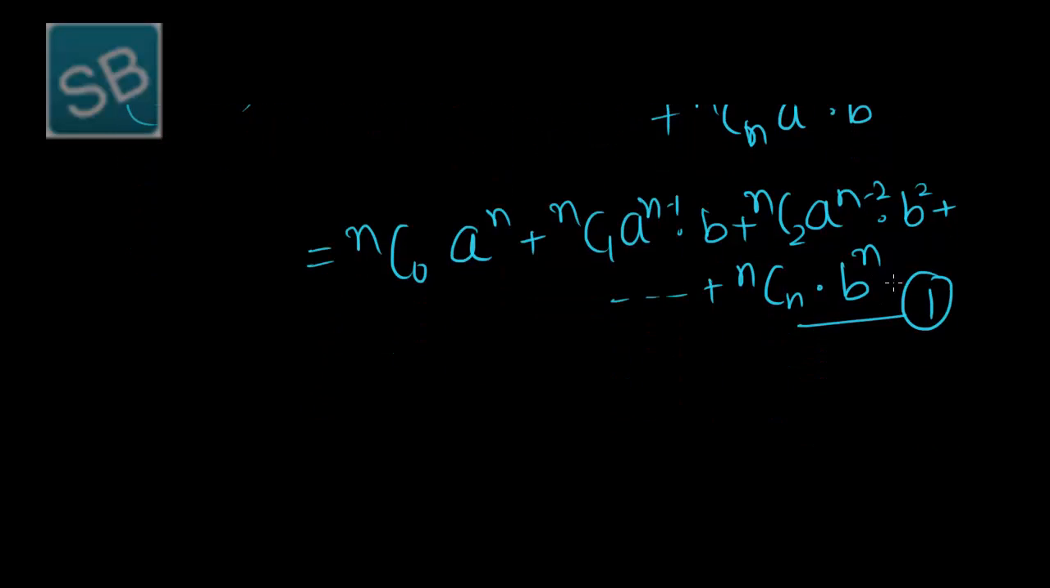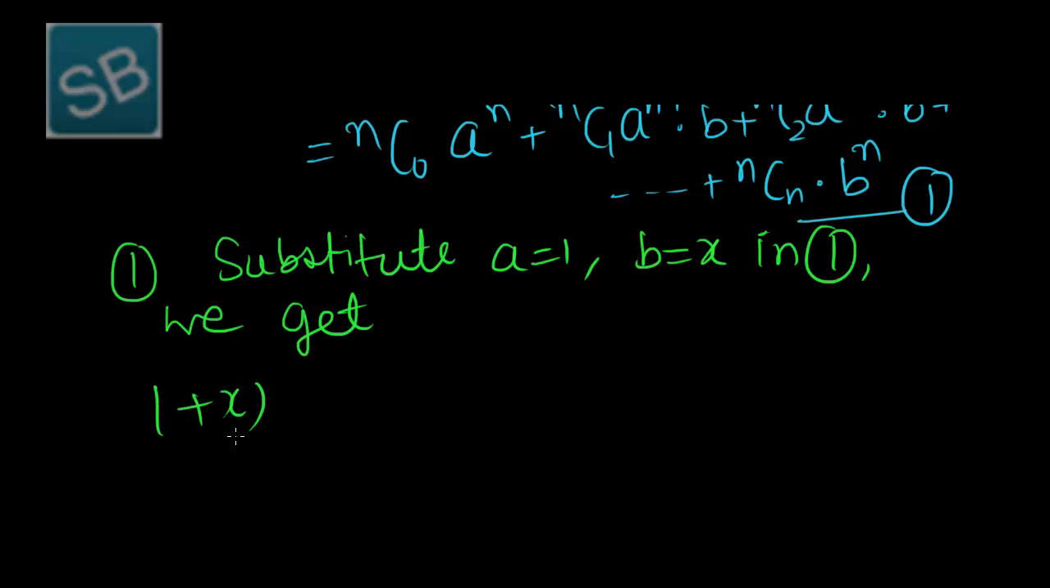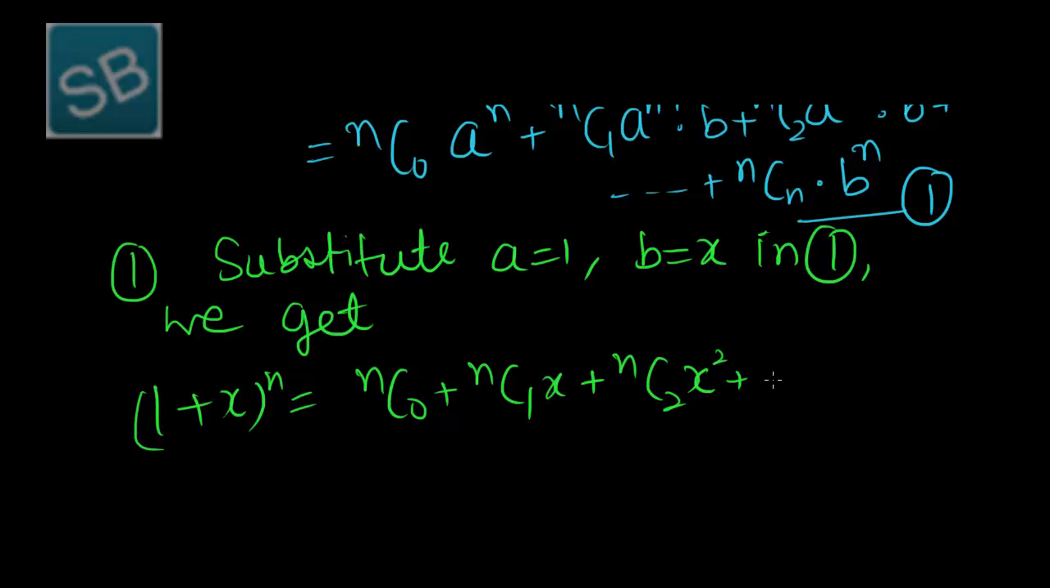So we'll make some substitution to get the corollary result. The first one is: substitute a = 1 and b = x in number 1. Then we will get the expansion for (1 + x)^n, that is nC0 + nC1 x + nC2 x^2 + and so on, nCn x^n, for all x belonging to N. Give its name as number 2.